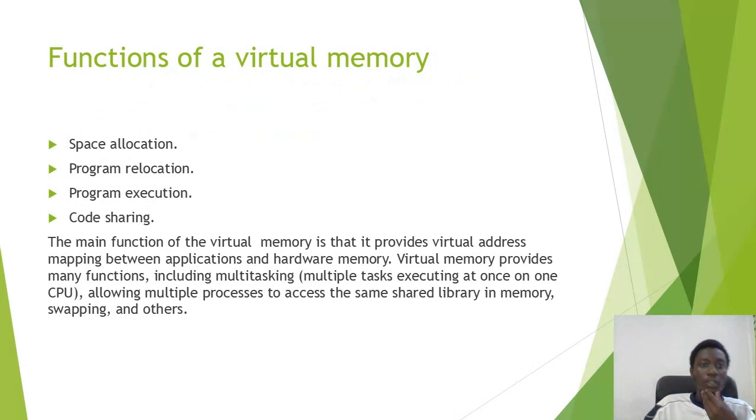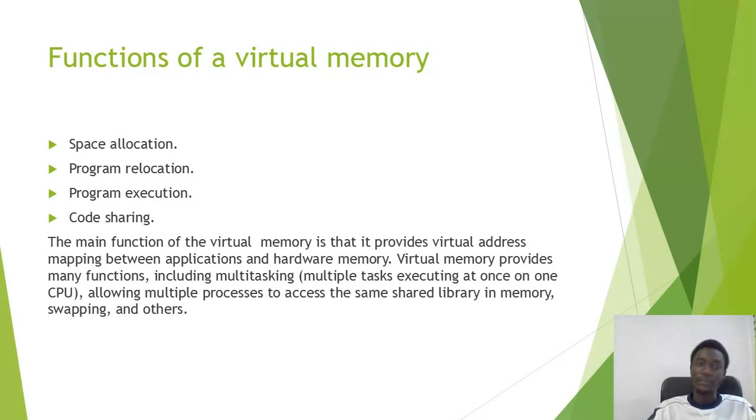We then move ahead to the functions of virtual memory. 1. Space allocation. 2. Program relocation. 3. Program execution. 4. Code sharing. All these functions stated serve one purpose, which is the main function of virtual memory: it provides virtual address mapping between applications and hardware memory. Virtual memory provides many functions, including multitasking, that is multiple tasks executing at once on one CPU, allowing multiple processes to access the same shared library in memory, swapping, and others.